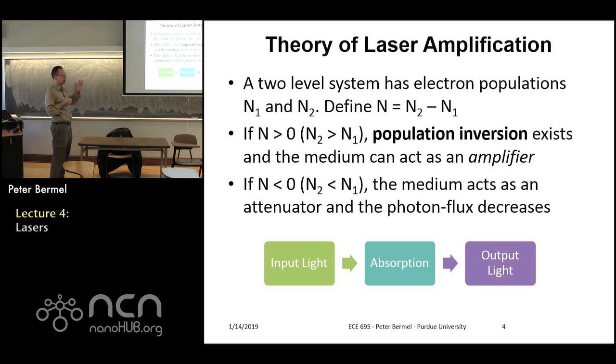And so that means that you can act as an amplifier. And conversely, if N is negative, then that means that it's an attenuator. So then it will absorb light. Okay, so then basically you get something like this, where input light comes in and then it's attenuated according to Beer's law. So you don't really want that in a laser, you want the opposite.